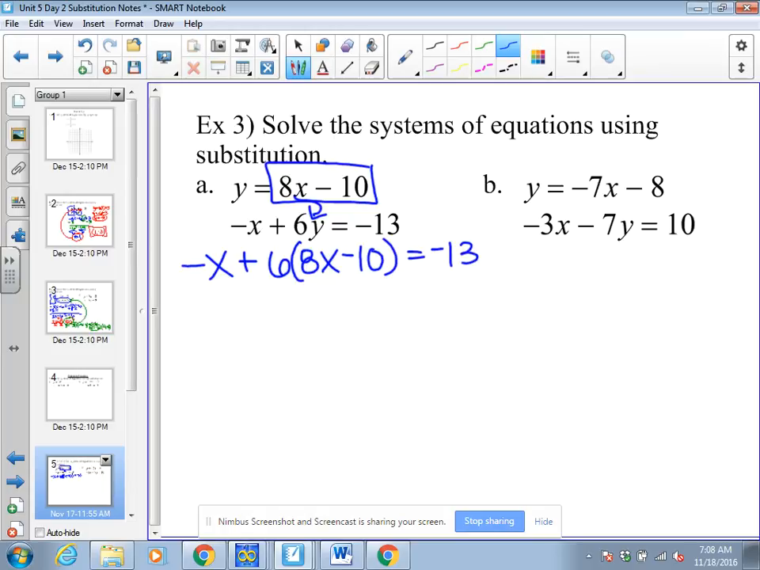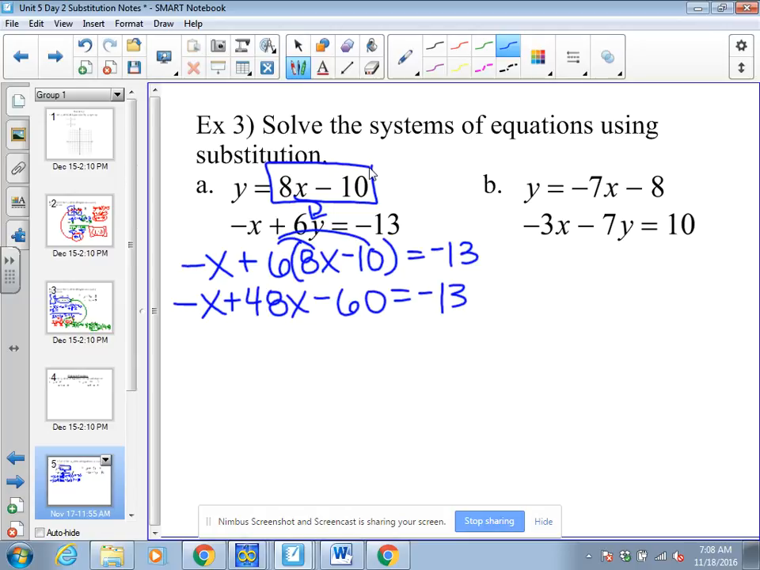equals negative 13. Now from here, my goal is to solve for x. So I need to simplify this left side. There's a lot going on. So I'm going to start by using the distributive property. Nothing's going to happen so far to the negative x. 6 times 8, that's 48. So I'm going to have 48x. 6 times negative 10, negative 60. So this is going to be equal to negative 13.